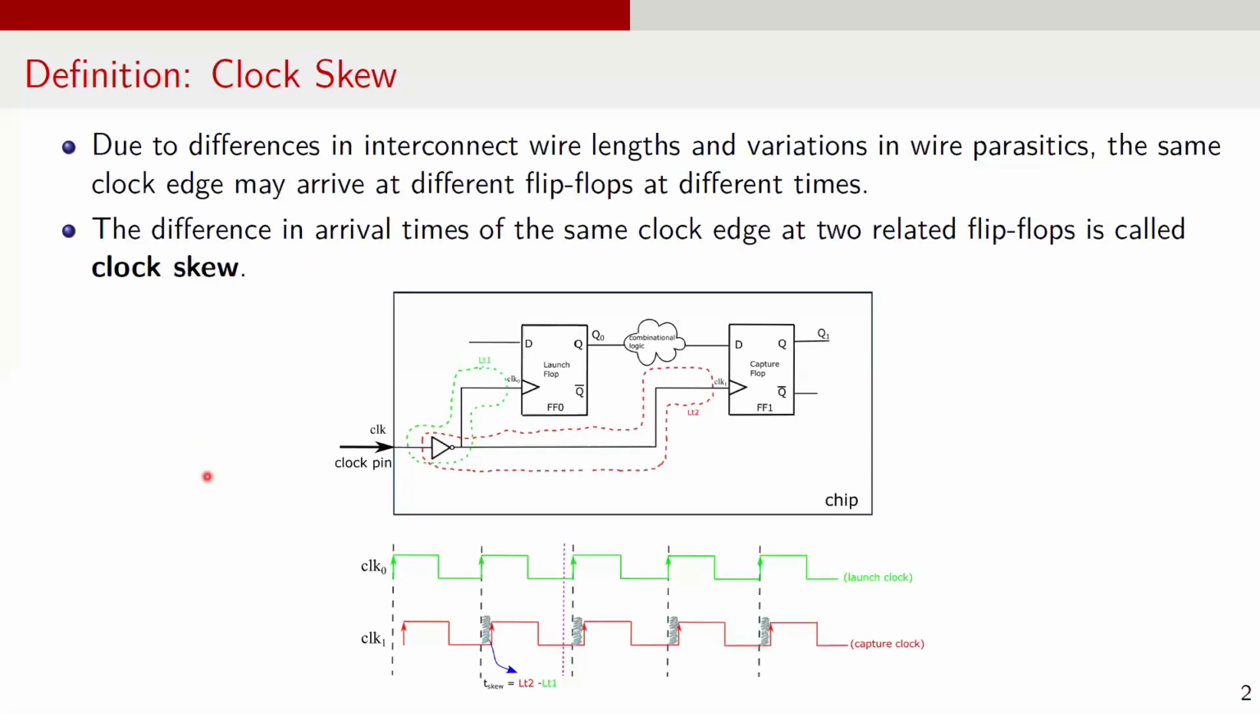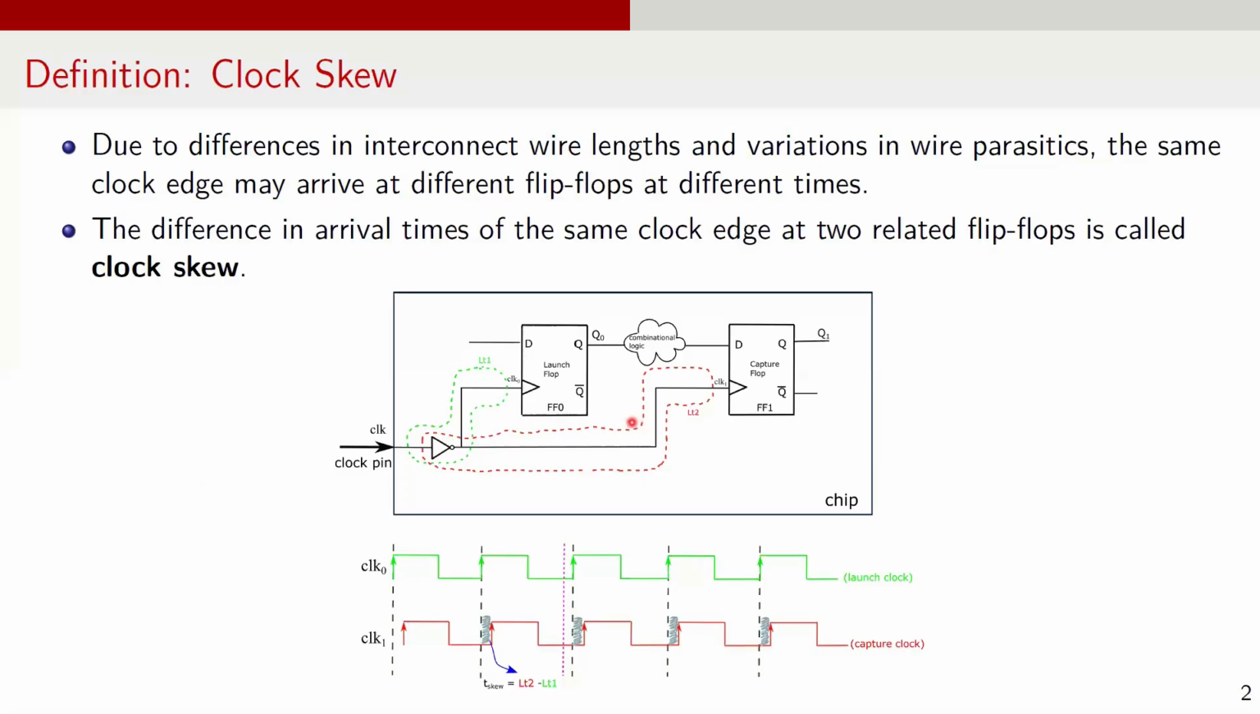In a digital design, due to the differences in the interconnect wire lengths and variations in the wire parasitics, the same clock edge may arrive at different flip-flops at different times. The difference in the arrival times of the same clock edge at two related flip-flops is called clock skew.